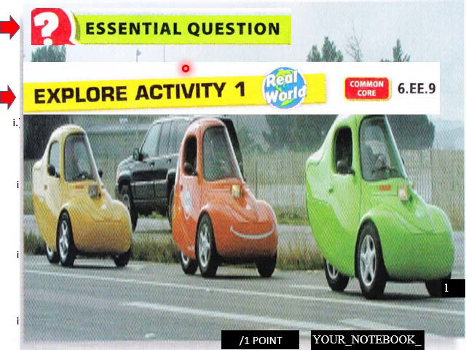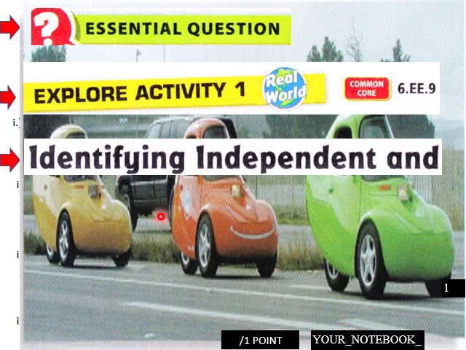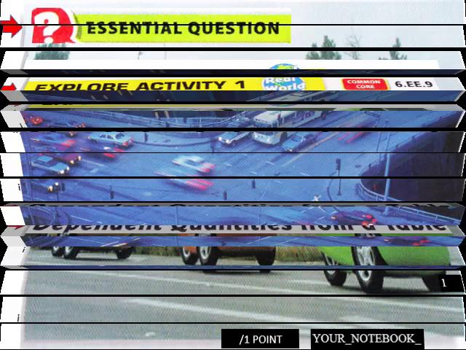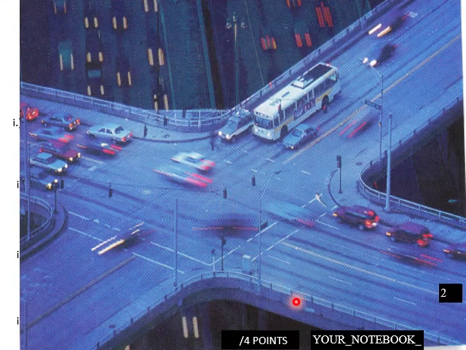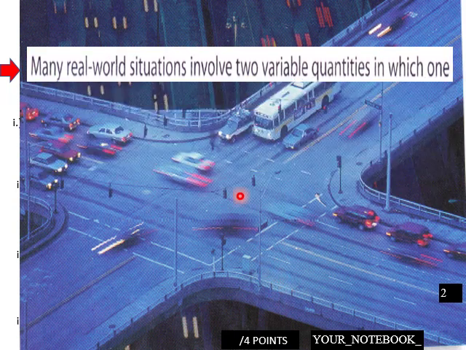Okay, essential question here. Explore activity. Identifying independent and dependent quantities from a table is our lesson for today. Identifying independent and dependent quantities from a table. This goes in your notebook. And let's go into our page 2.